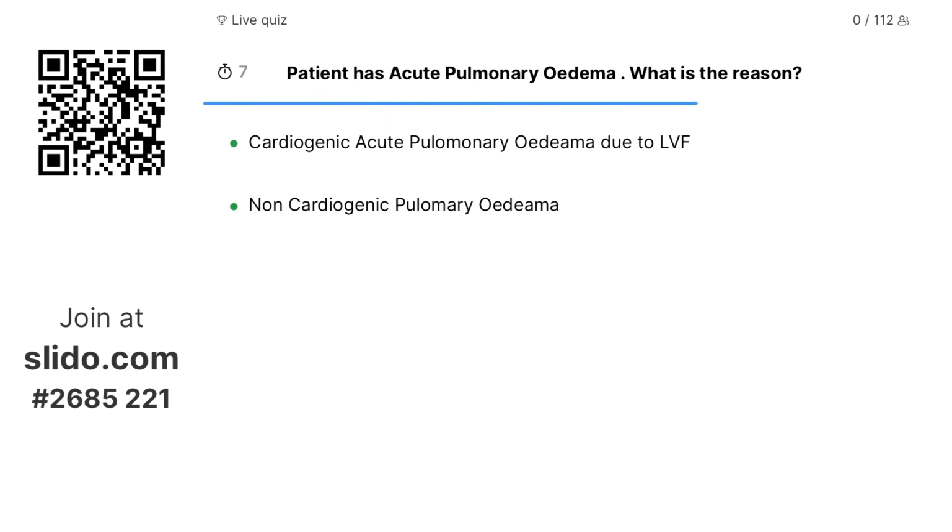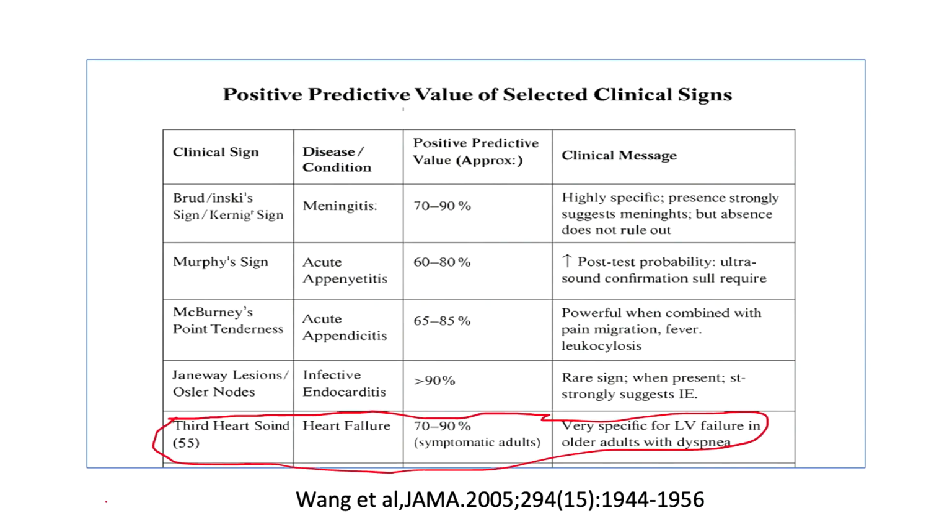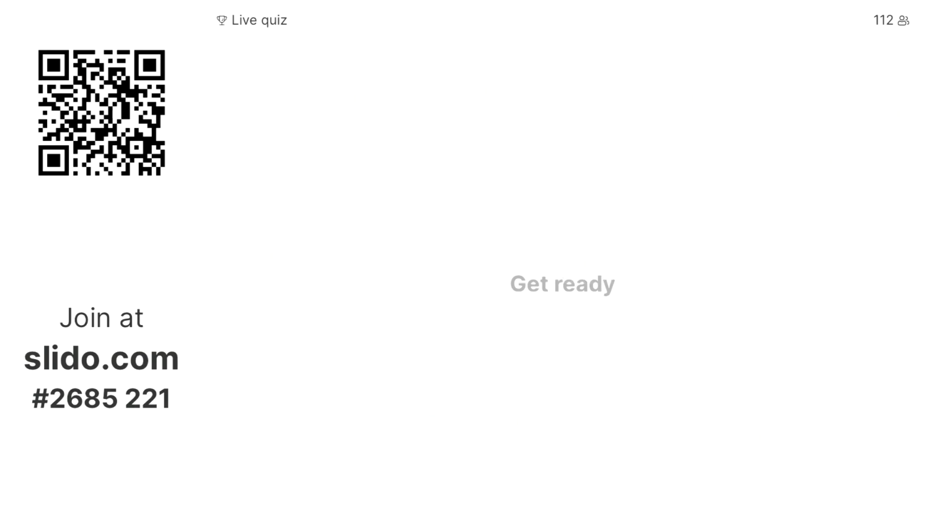What is the cause? Is it cardiogenic acute pulmonary edema due to LVF or non-cardiogenic? Please answer. Having S3 on board. Yes, so patient has LVF, isn't it? Why? Because S3 predicts LVF very positively. Positive predictive value of third heart sounds denote LVF is very high. Now, being clinicians, we need to know these positive predictive values, likelihood ratios. Bring your examination findings to the pathology. So that's how you make your decisions clearly.